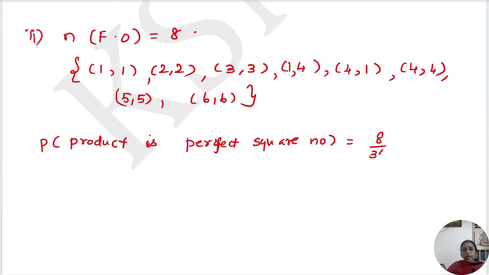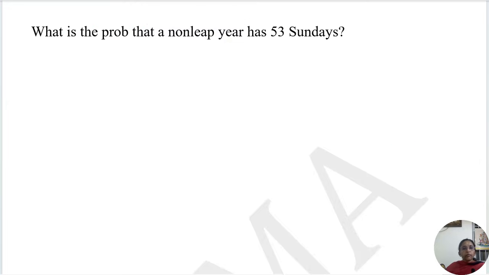So 8 divided by 36. And while reducing, this will be 2 divided by 9. What is the probability that a non-leap year has 53 Sundays? For the non-leap year, the total number of days is 365 days, and that is nothing but 52 weeks plus 1 day.